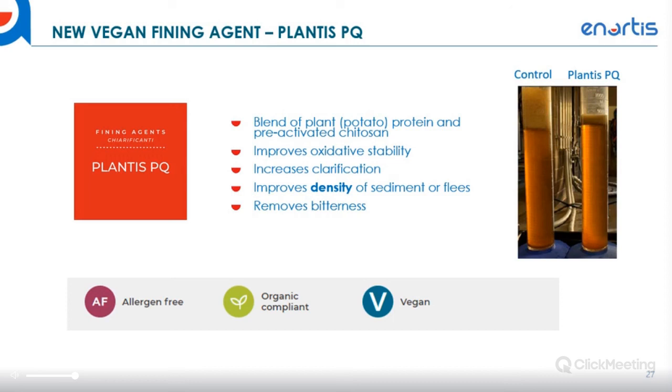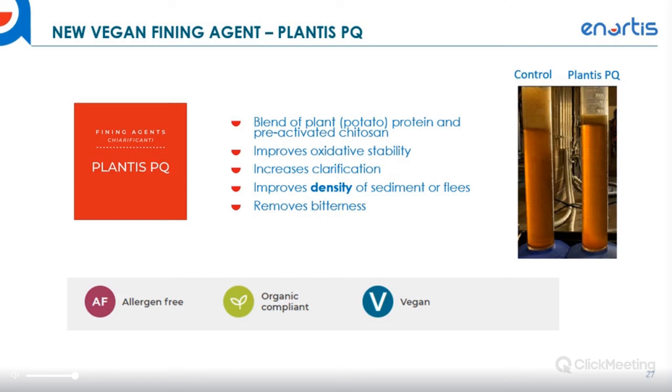Over on the right here is an example of a flotation trial where we floated the same juice, one treated with Plantis PQ before flotation, and one control which didn't have any treatment with Plantis PQ. I want to point out not only the volume of the actual liquid juice, but also the density of the fleece cap formed at the top. You can see that the Plantis PQ forms a much more dense and compact fleece cake, which means that you have more efficient fining and more efficient clarification happening.